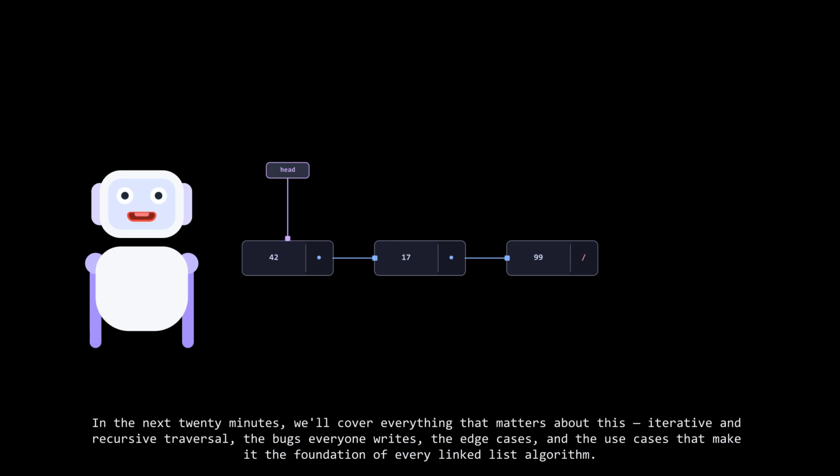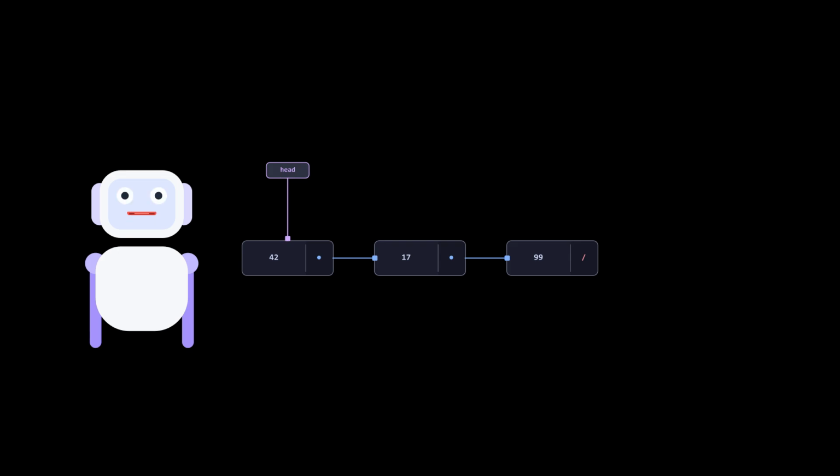In the next 20 minutes, we will cover everything that matters about this: iterative and recursive traversal, the bugs everyone writes, the edge cases, and the use cases that make it the foundation of every linked list algorithm. Let me start with the piece that does not move.